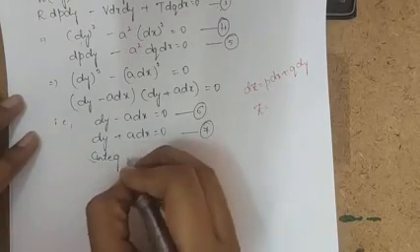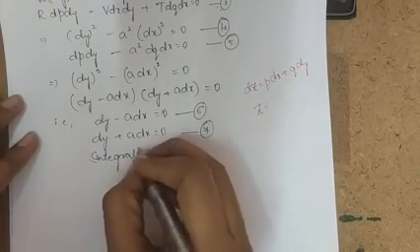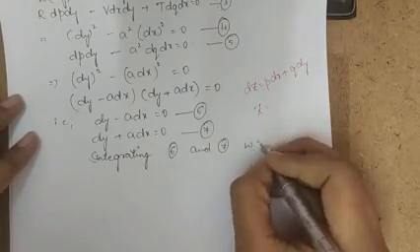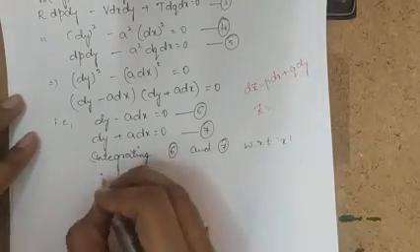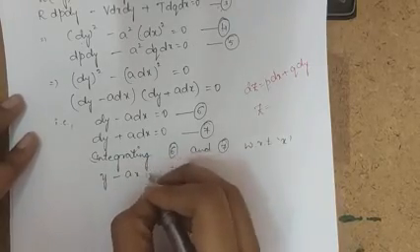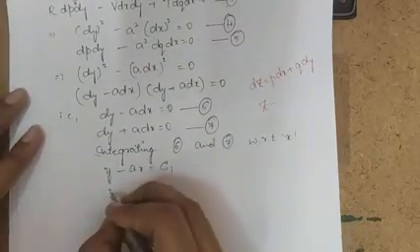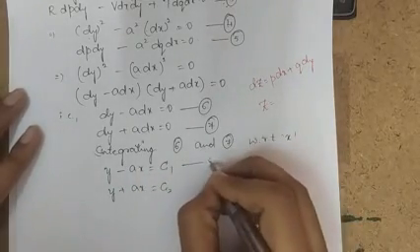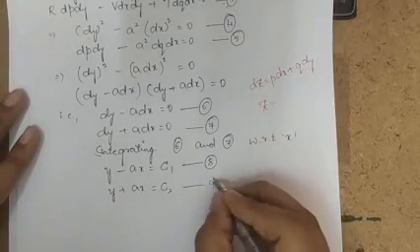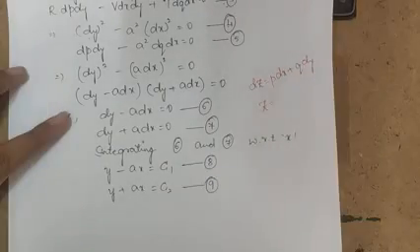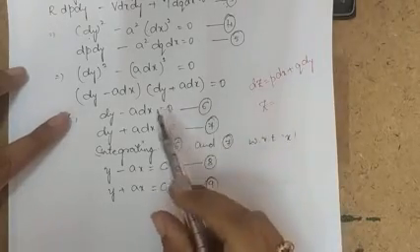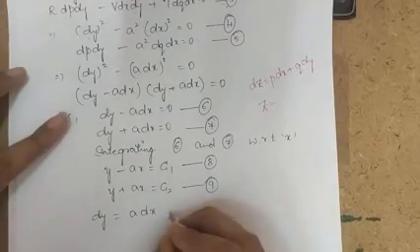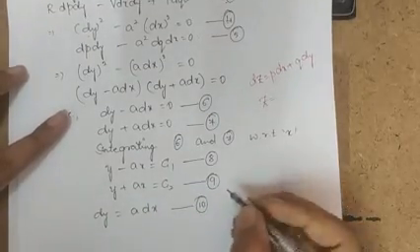Integrating 6 and 7 with respect to x, you will get y minus ax is equal to constant c1 and y plus ax is equal to some constant c2. I will call this equation number 8 and this equation number 9. Now from equation 6, I can write dy is equal to a dx. Let's call this equation number 10.